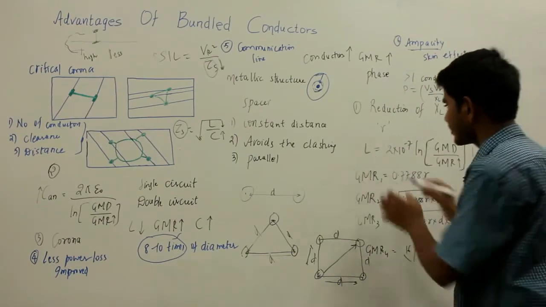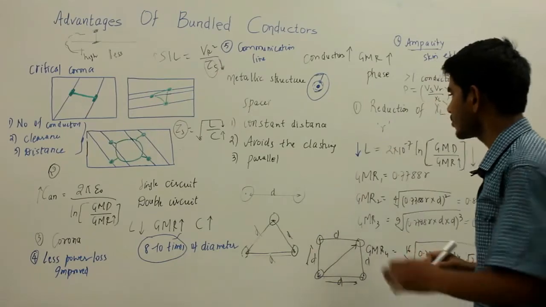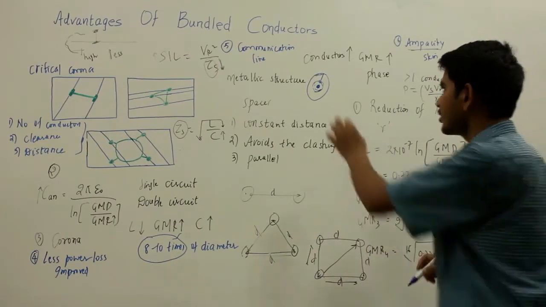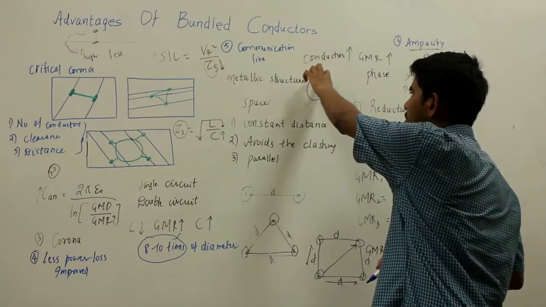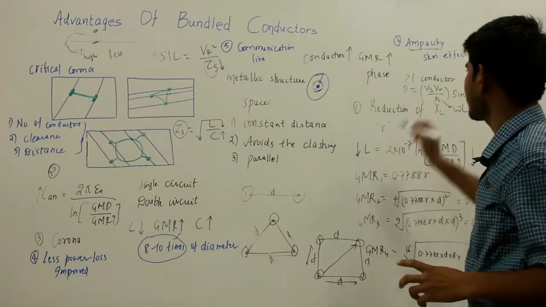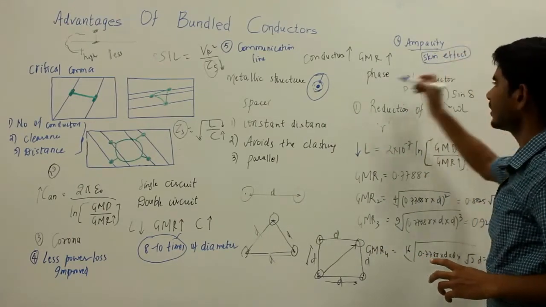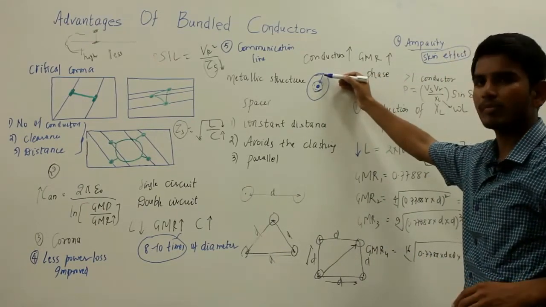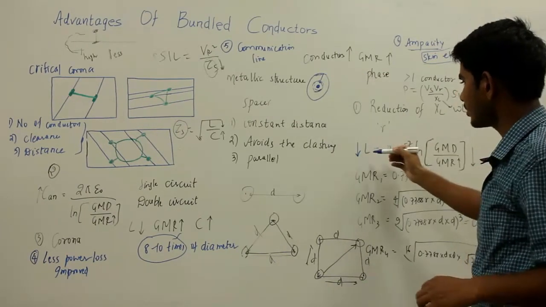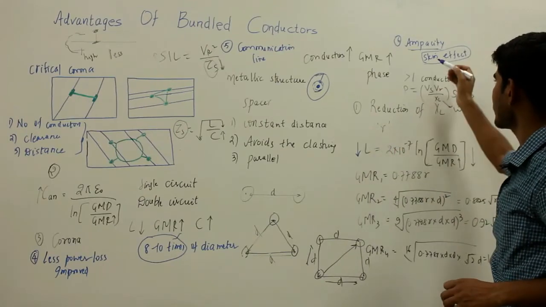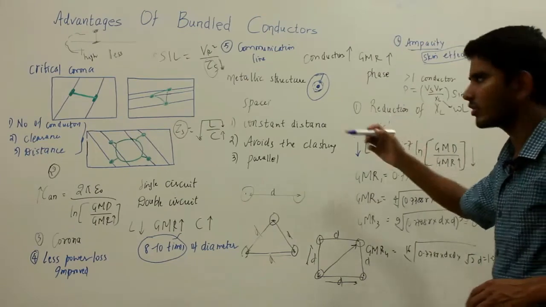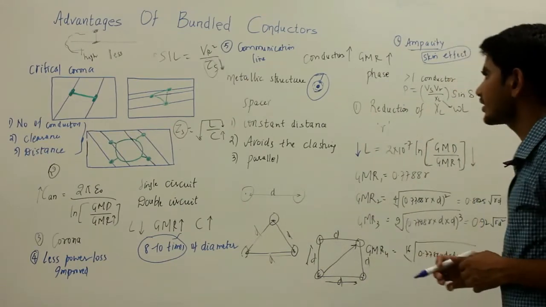As we have witnessed, there is a fall in the inductance. If there is a fall in inductance, the current can be distributed evenly throughout the whole cross section of the conductor. And the skin effect is mainly due to the increasing inductance as we move from the outer surface to the inner area. So as we reduce the inductance, we reduce the skin effect, and that means we are increasing the current carrying capacity of the bundle conductors compared to a single conductor.